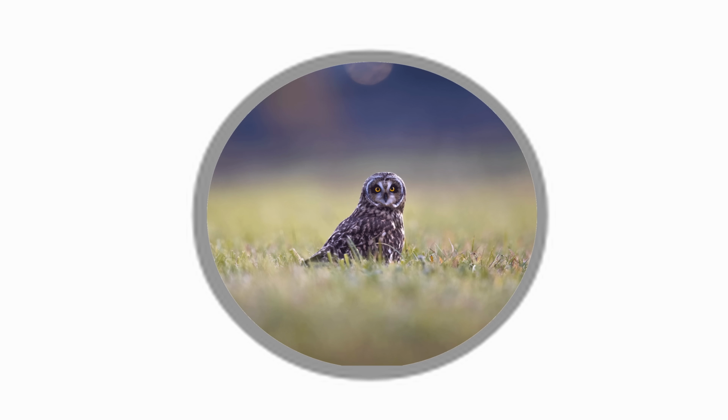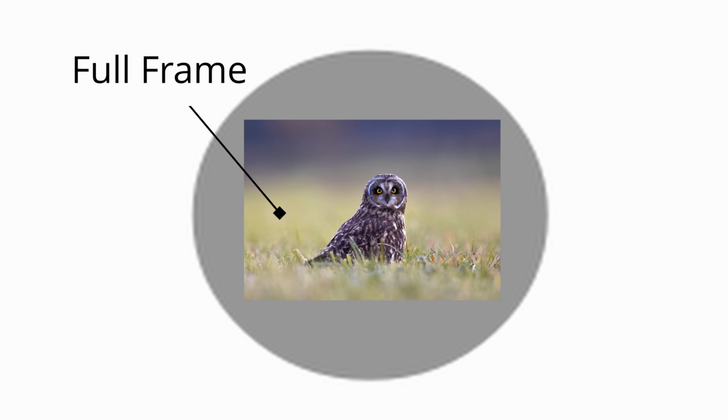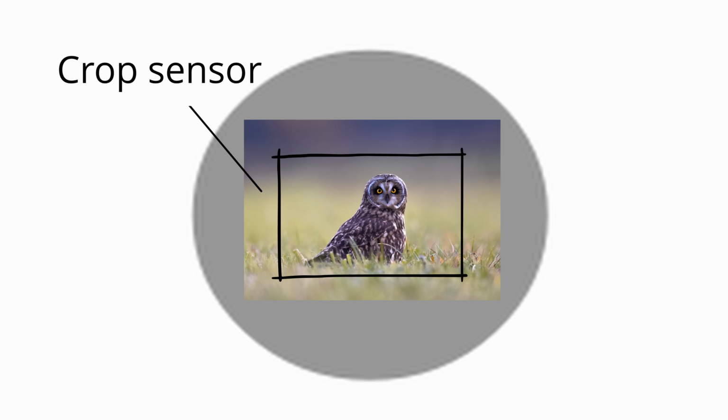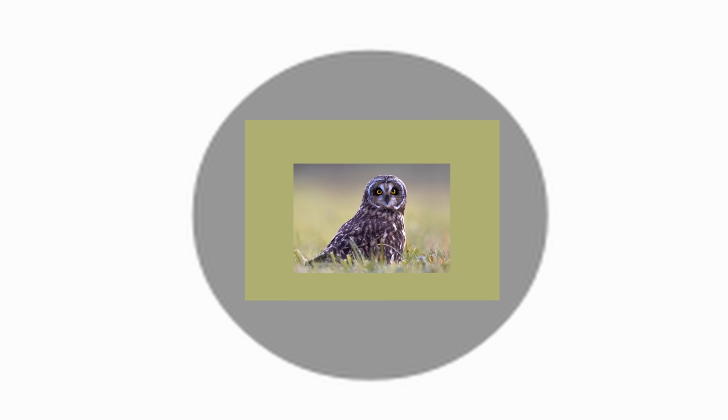Rather, large sensors like full frame capture a large rectangular shape from the image circle. A smaller sensor captures a smaller crop of that image circle, so they don't catch all of the scene that a larger sensor does. So this light on the outside here is lost.